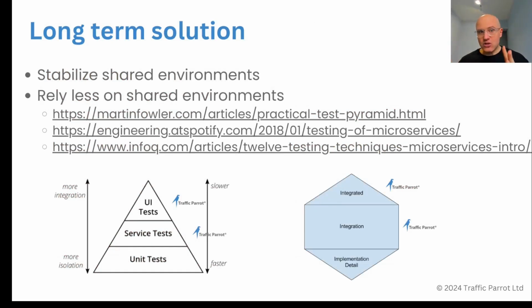The long-term solution to this problem is, first of all, to stabilize your shared environments, and second of all, to rely less on shared environments. By that we mean implement a testing pyramid or a testing honeycomb, where you use tools like mocking in certain types of tests. There are many good articles written about this. I recommend having a look at Martin Fowler's practical testing pyramid, the Spotify testing honeycomb, and the article by us where we've got three parts in which we dive into 12 testing techniques for microservices, okay?